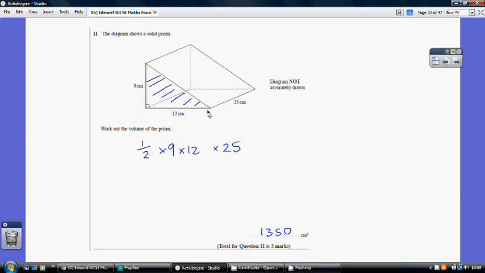How do you work out the area of a triangle? It's half times base times height. So half times 12 times 9. Or half times 9 times 12. So that's that component. I then multiply this area by the depth of the prism, so I multiply that by 25, and that gives me 1350.